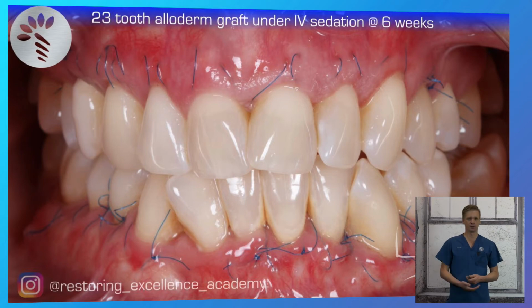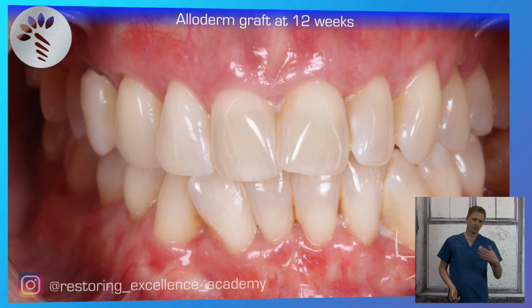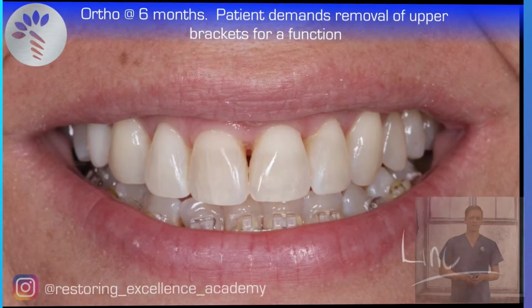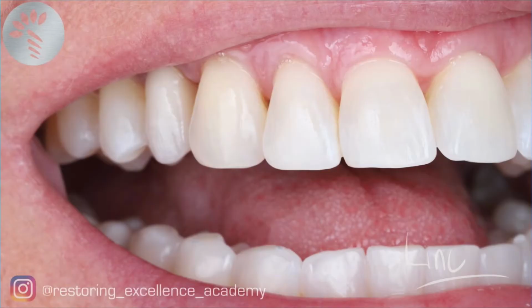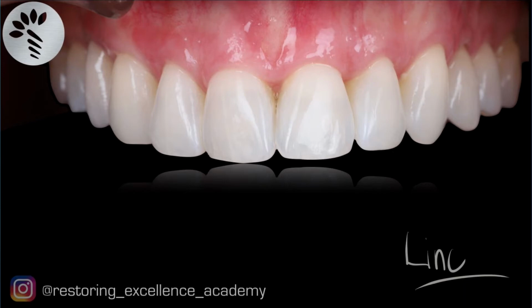I said, well, why don't we put you to sleep and we'll do it all at once. Now, of course, if I'm doing it all at once, I can't use the palate, so I have to use alloderm or an allograft of some sort because there's no way to do this number of teeth otherwise. You can see aesthetically it looks a lot better. At 3 months, we did orthodontics, and you can see right at the end of the treatment, 6 or 7 months later, that the aesthetic is far improved.